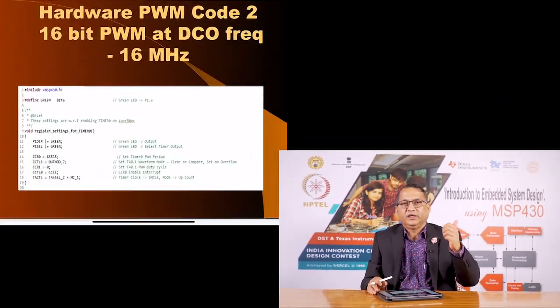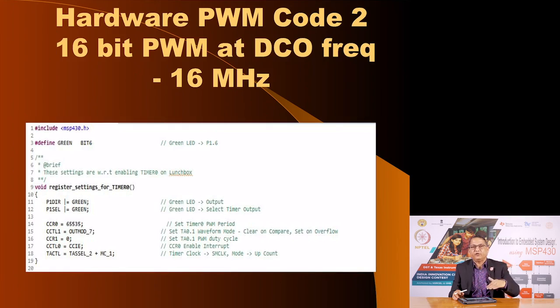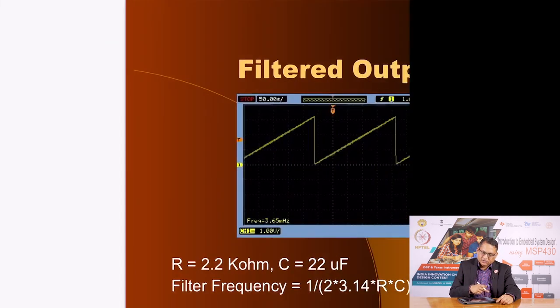Here is another program in which certain things are done. One, the DCO frequency has been jacked up from 1.1 megahertz to 16 megahertz. Rest everything is the same, apart from the fact that instead of 8-bit PWM we have chosen 16-bit PWM. I strongly recommend you go through this program and see the output.